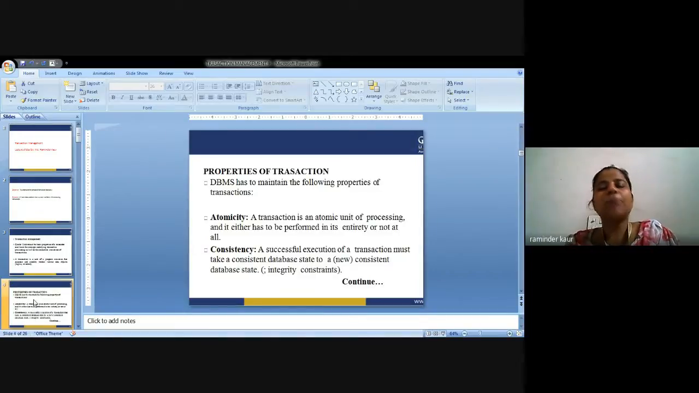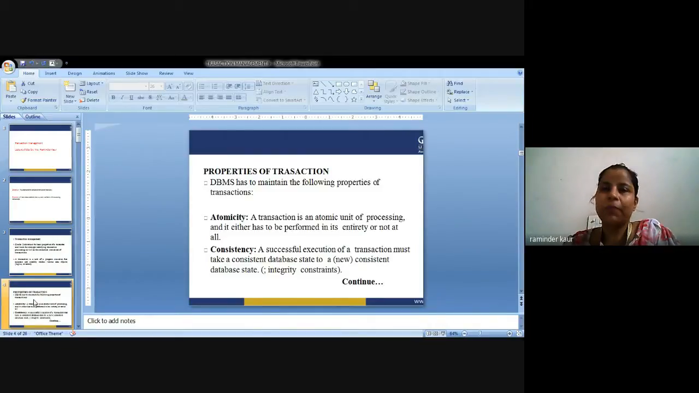Next is the various properties of the transaction. What are the various properties of the transaction? The DBMS has to maintain the properties of the transaction, and these are called ACID properties in DBMS. What are ACID properties in DBMS? ACID means atomicity, consistency, isolation, durability.